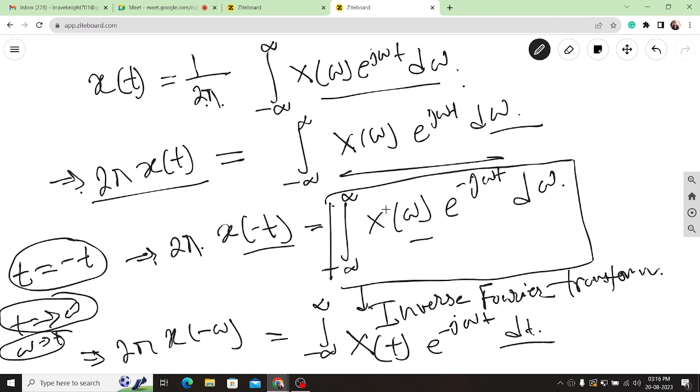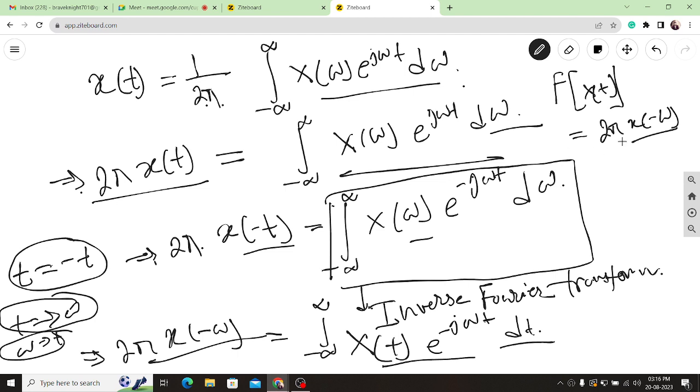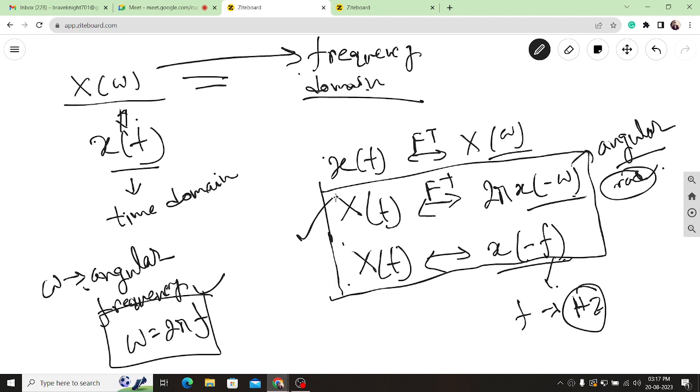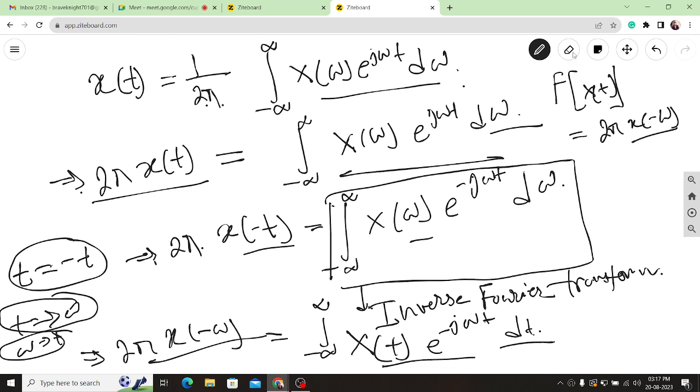So from this we can conclude that the Fourier transformation of X of t is 2 pi x of minus omega. And also the vice versa happens. So for such reason, this duality principle holds. Okay.